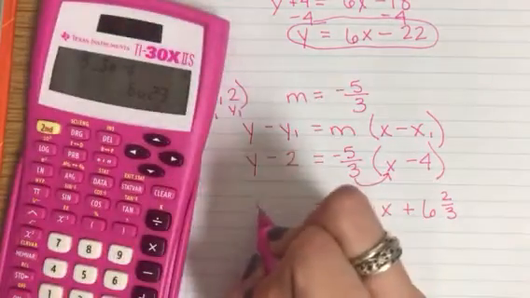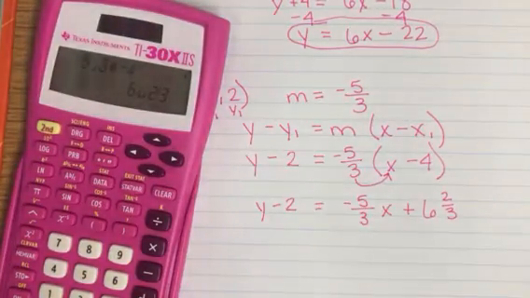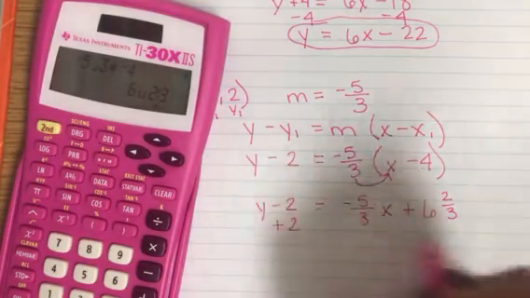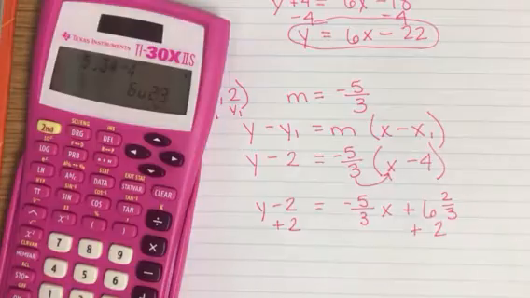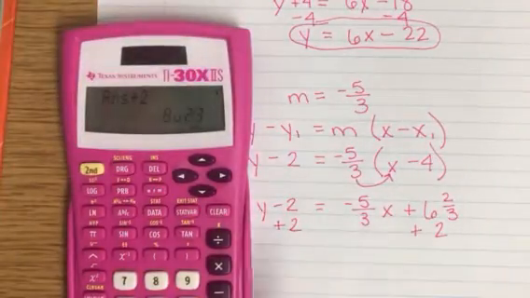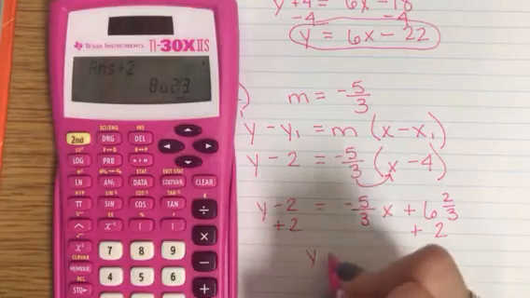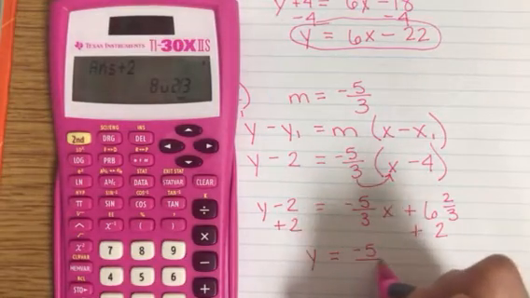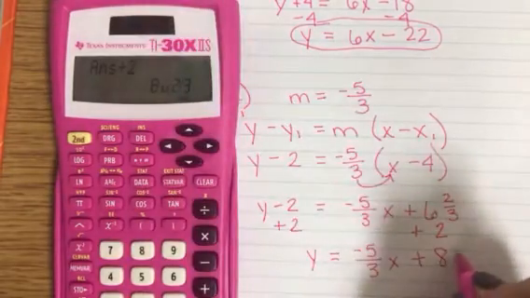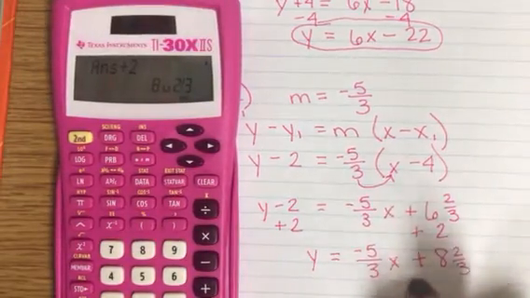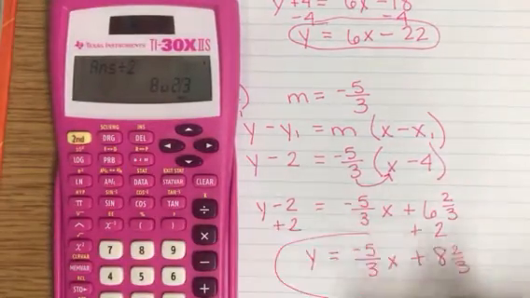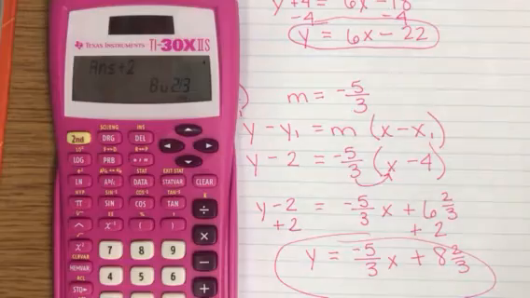I'm going to bring down what I have left over here, y minus 2. I will undo subtraction with addition. I'm going to leave what I already have in my calculator and just add 2 to that. So that will give me y equals negative 5/3 x plus 8 2/3, right? That positive is because this is a positive 8 2/3, so I get an addition here. This is my final answer for number 9.